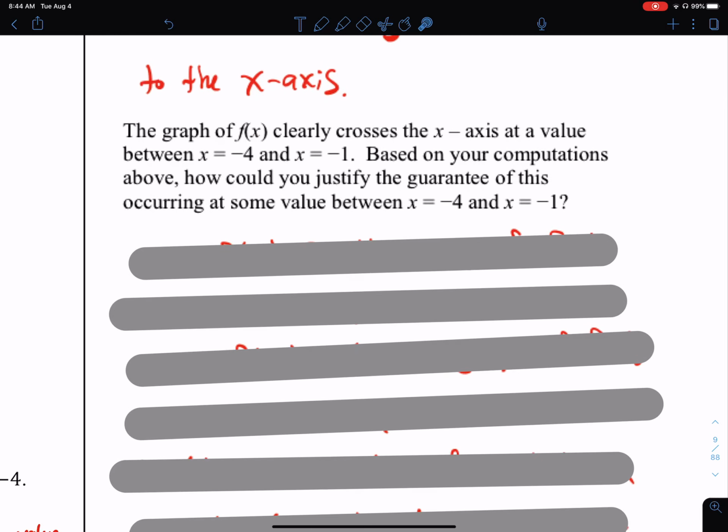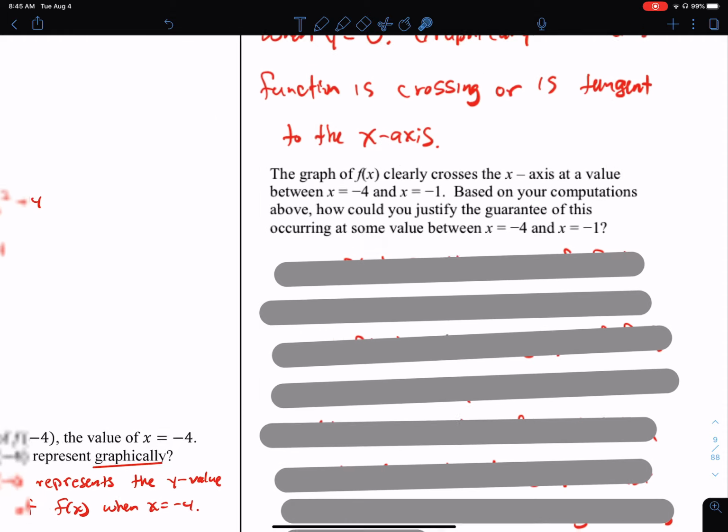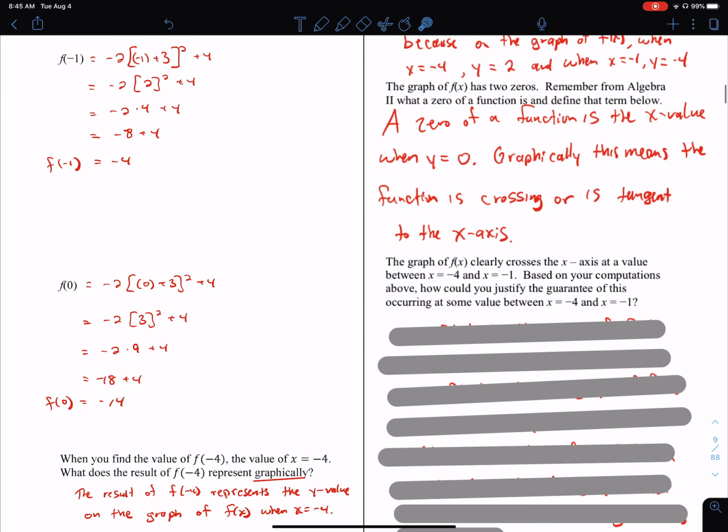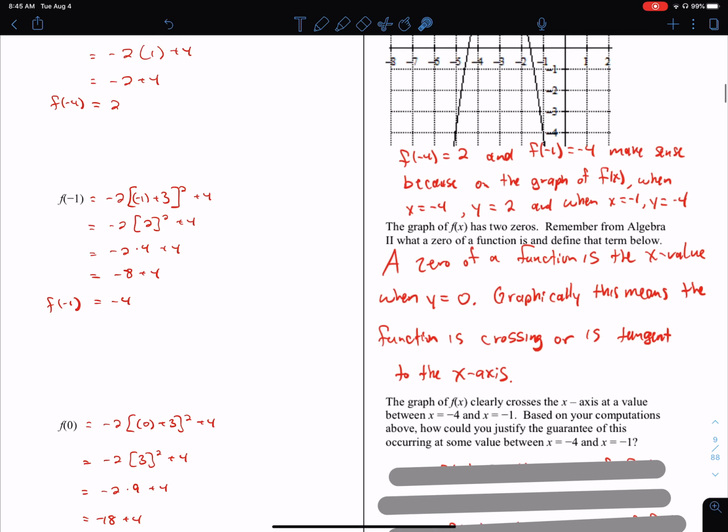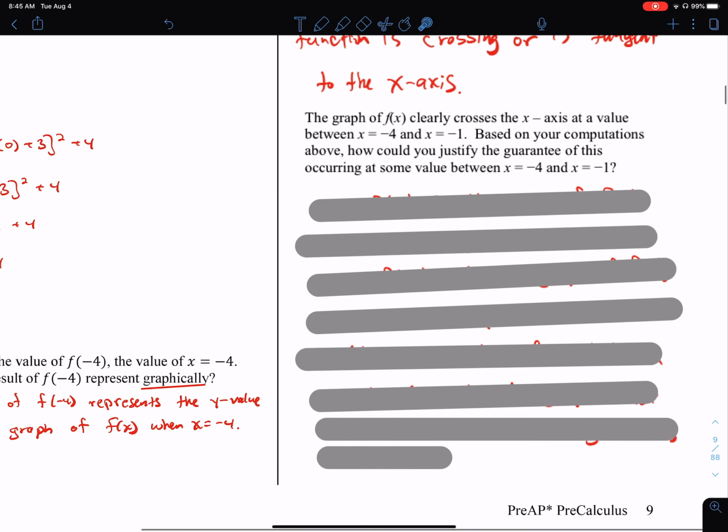Based on your computations above, how could you justify the guarantee of this occurring between -4 and -1? So the above calculations would be these calculations here. Well, here, the y value was above the x-axis. Here, the y value was below the x-axis. If your graph is continuous, and you have a y value above the x-axis and then a y value below, someplace between them, it has to cross the x-axis. That's basically what we're going to be saying here.